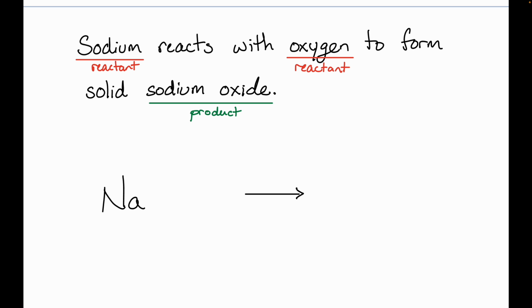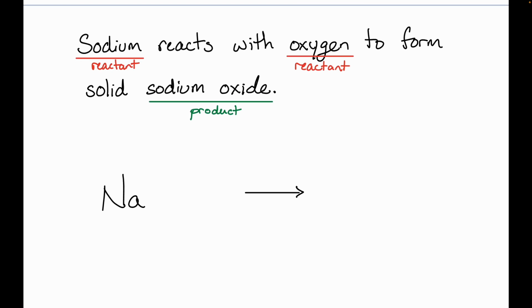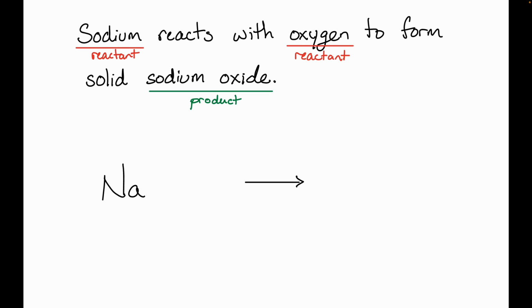But again, now we have to include these states of matter here. All right, so how can we tell the states of matter of our elements in what are called their standard states when they're all by themselves? For that, we're going to look up at our periodic table that we have up on the board here. We see we have all these different colors up here on our periodic table.